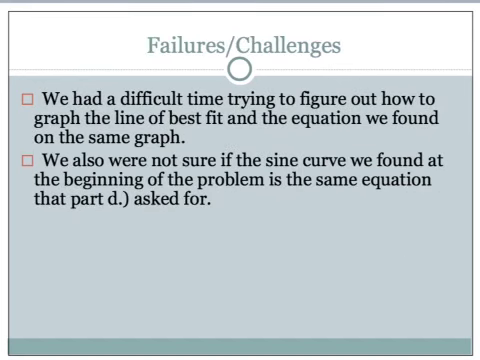We did not have any failed attempts, but we had some challenges. We had a difficult time trying to figure out how to graph the line of best fit and the equation we found in the same graph. We also were not sure if the sine curve we found at the beginning of the problem is the same equation that Part D asked for.